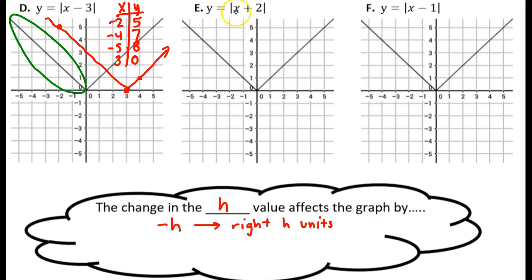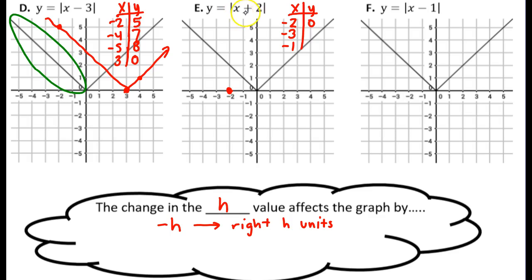Here I have absolute value of x plus 2 inside the brackets. So if I choose my numbers wisely this time, unlike problem D, I'm going to pick numbers that are the opposite here. So numbers like -2, -3, and even -1. So when I put in -2, -2 plus 2 is 0. Absolute value of 0 is 0, so -2, 0 would be a point.